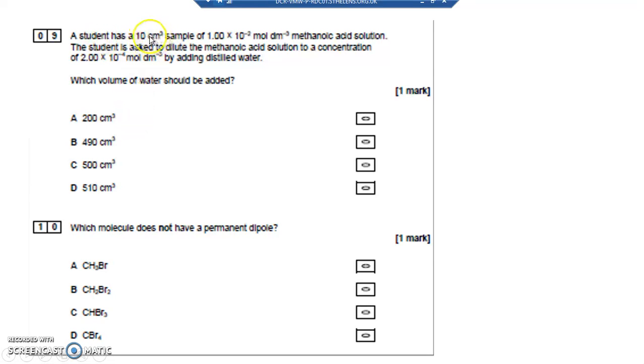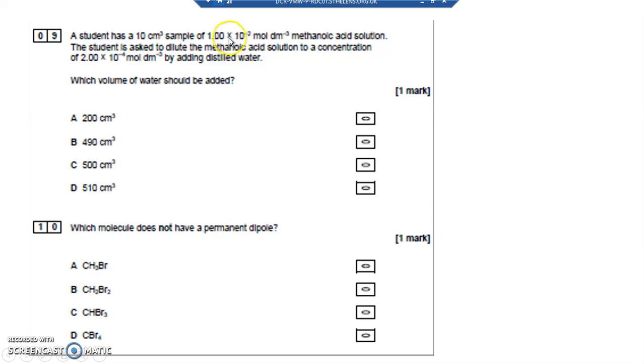Question 9 and question 10 then. A student has a 10 centimeters cubed sample of 1 times 10 to the minus 4 mole per decimeter cubed methanoic acid solution. I'm not even going to read the rest of the question. I'm going to do this bit first because I know I've got to do this. I've got a volume and I've got a concentration. Why would they give me a volume and a concentration?